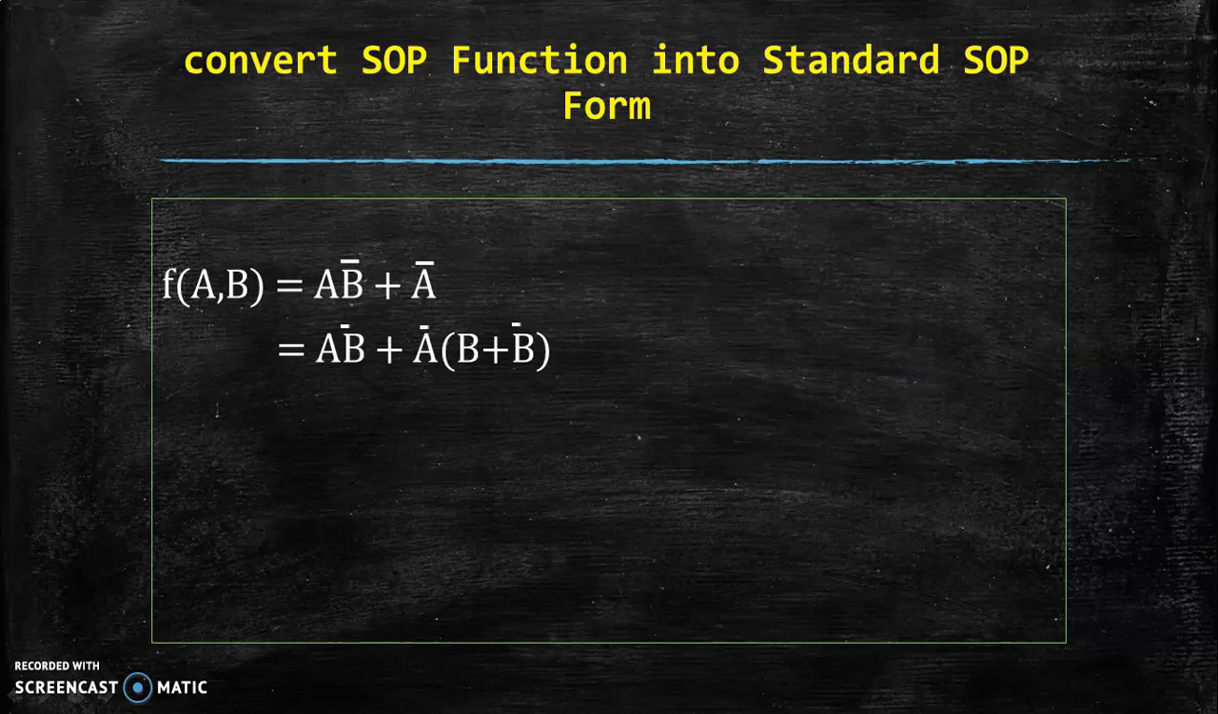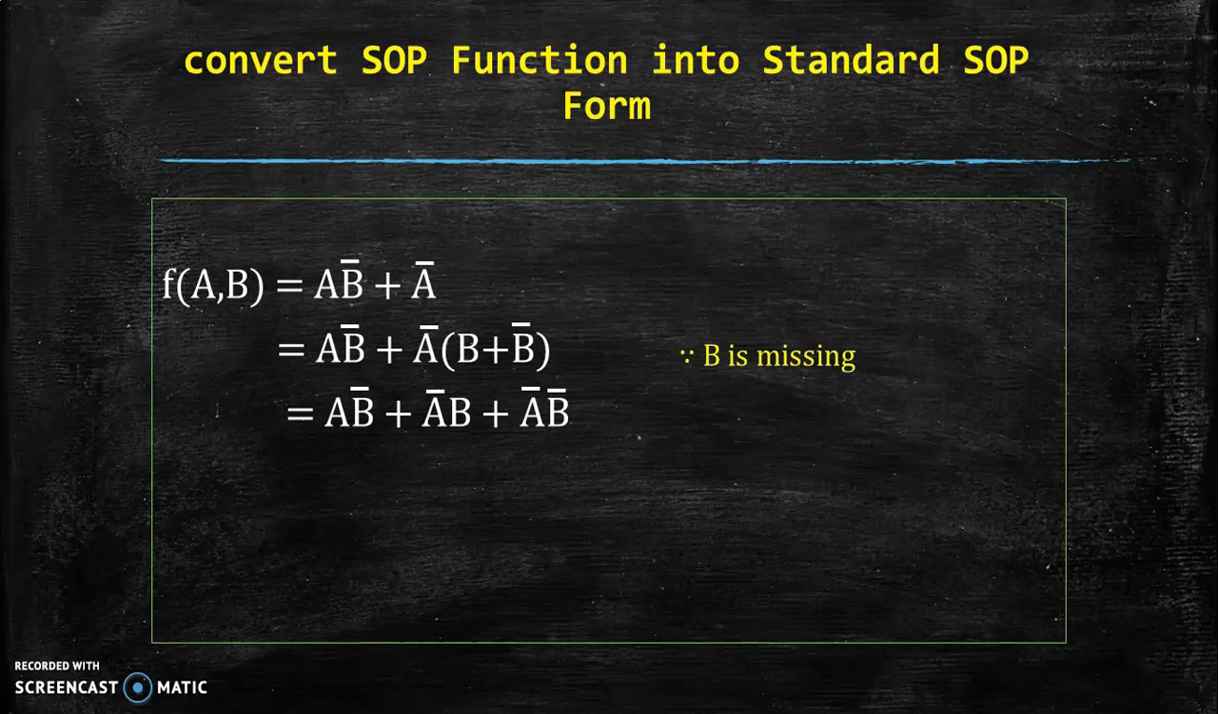So we have to prepare one sum term of the missing literal, that is B plus B bar, and we have to AND it with the product term in which it was missing. So our equation becomes A B bar plus A bar, and this term B plus B bar we have prepared and we have multiplied with the A bar because B was missing.